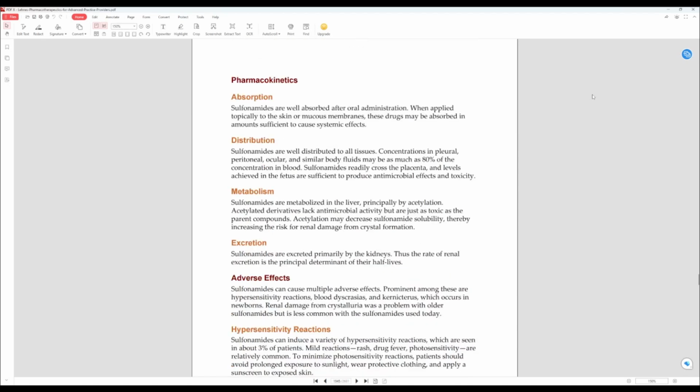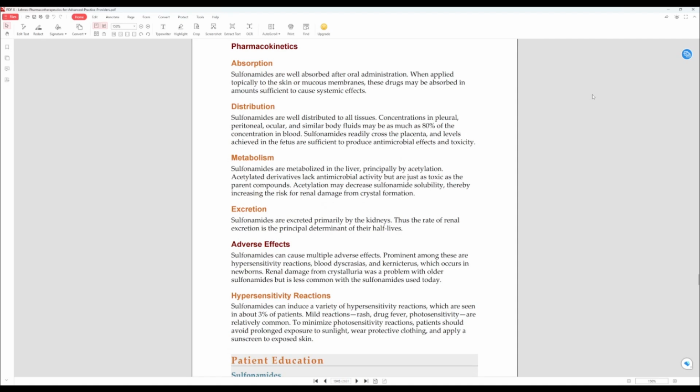So, its pharmacokinetics. Absorption. Sulfonamides are well absorbed after an oral administration. When applied topically to the skin or mucous membranes, these drugs may be absorbed in amounts sufficient to cause systemic effects. Its distribution. Sulfonamides are well distributed throughout all tissues.